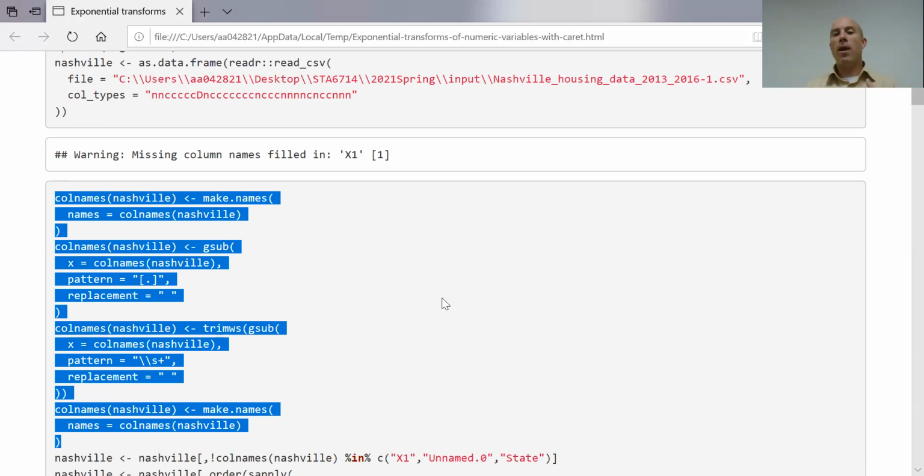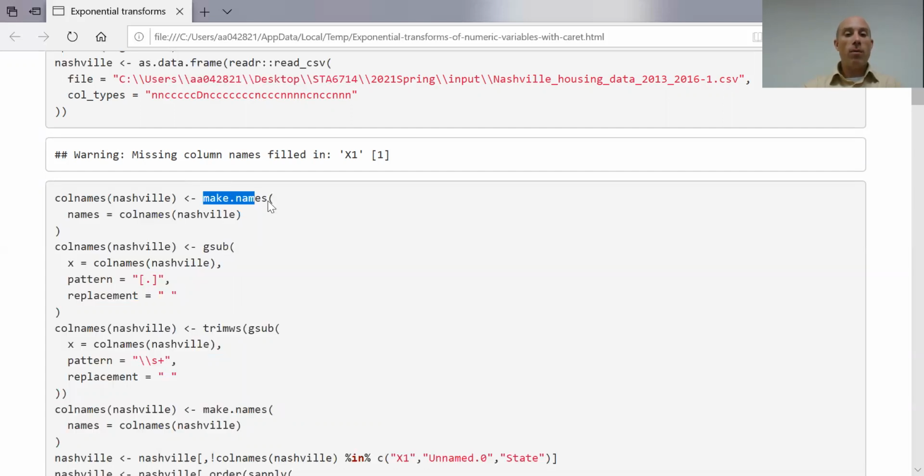Syntactically correct column names are very important to use when I start modeling, especially in the caret package, because in caret, what is happening most of the time underneath the hood is that another function is being called. If that function assumes that you have syntactically correct column names, you'll have problems. So before you use the caret package, make sure you have syntactically correct column names. And the make.names function will always do that for you.